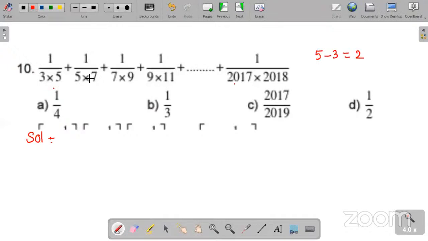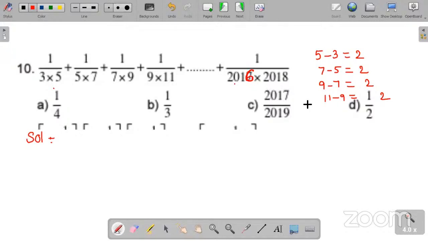Clear? The difference of 7 and 5 is 7 minus 5, 2. The difference of this one, 9 minus 7, will be 2. This difference, 11 minus 9, will be 2. And similarly, the last difference will be 2019 minus 217. That will be 2, but here we would only get 1, because 11 minus 9 should be the same like this.